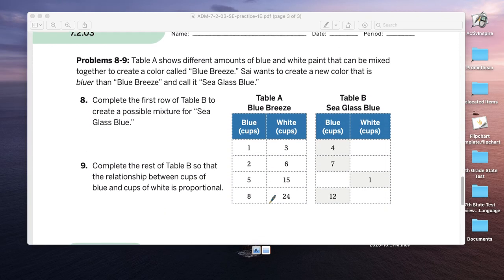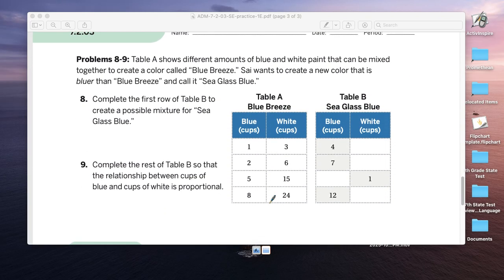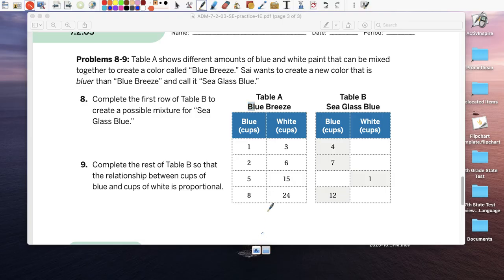What is this now? Same thing. So we have a table here. Let's just check if it's proportional. This is what it takes to get the color called Blue Breeze. Depending on how much you need, if you want the color called Blue Breeze, make sure that every time you have 1 cup of blue, you mix in 3 cups of white.